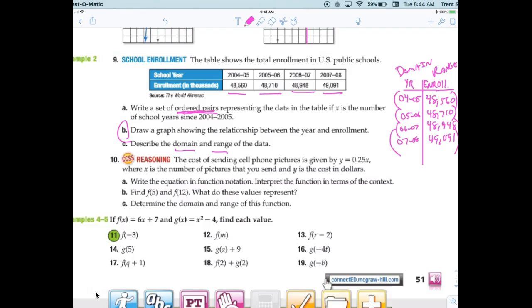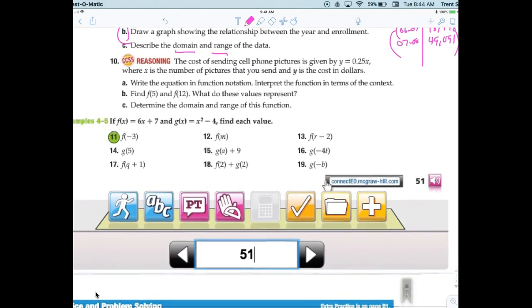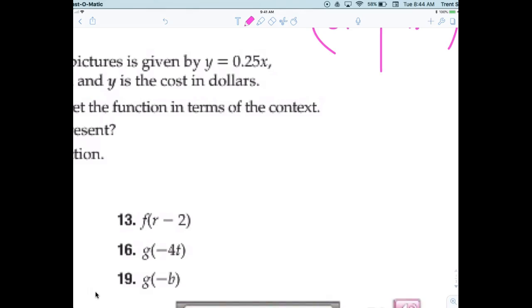Now, number 10, we're going to get to. The cost of sending cell phone pictures is given by y equals 0.25x, where x is the number of pictures that you send and y is the cost in dollars. Write the equation in function notation. All right? So instead of last year, you guys did everything with x and y. This year, we're going to change the symbolism. So listen to me. Very important information.